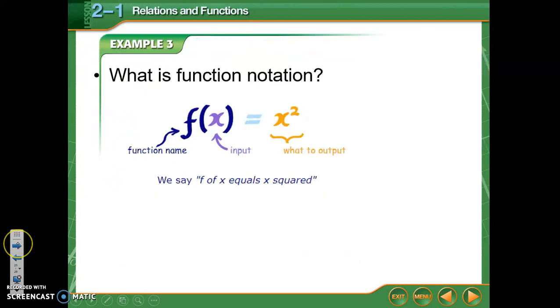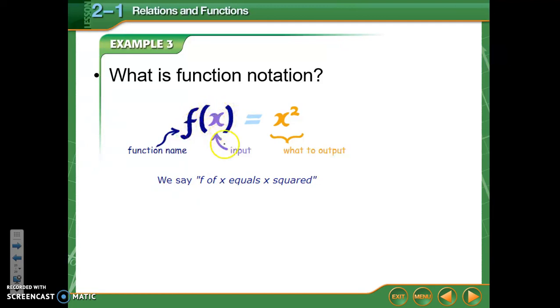All right, last but not least for this section, we have function notation. This is something that should look familiar to you as well. We read this as f of x equals x squared. So this f is the name of our function. It can really be any letter. We use f a lot, but it could be g or h or really anything.